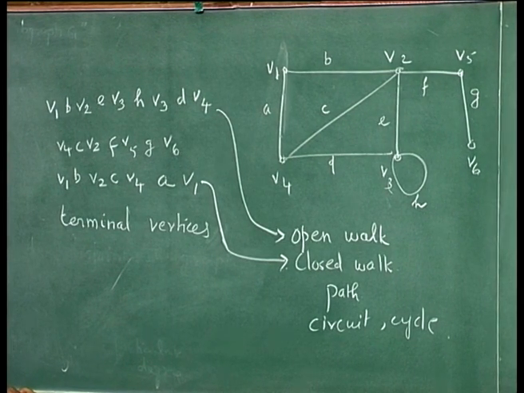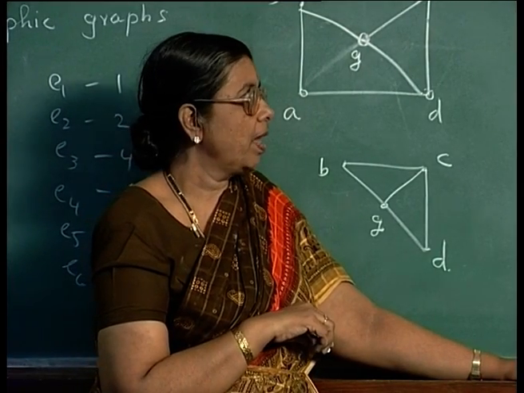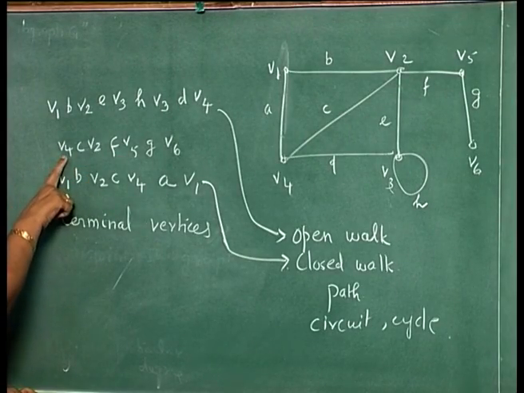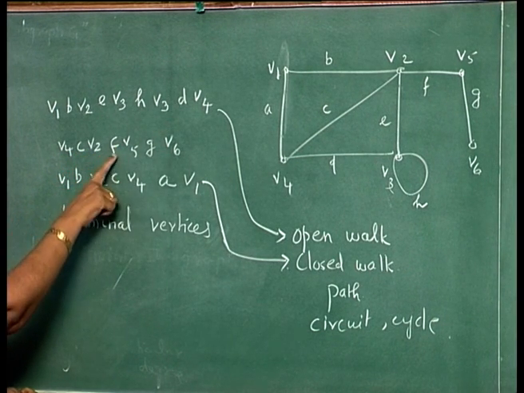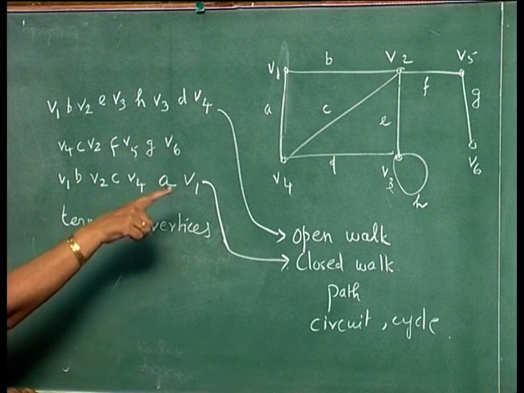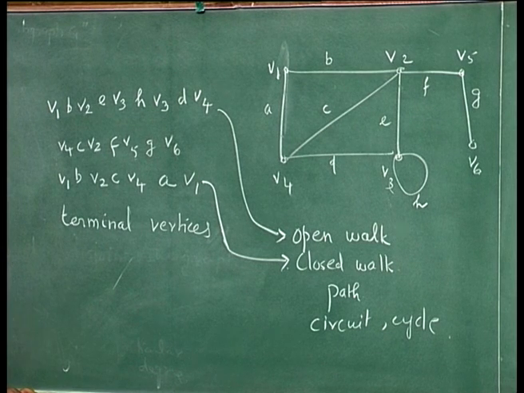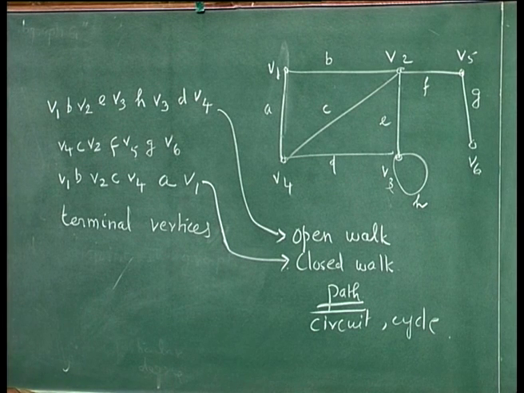In a walk, no edge can be repeated, but a vertex can be repeated. If in a walk no vertex is also repeated, as in this case V4, C, V2, F, V5, G, V6, no vertex is repeated, no edge is repeated. That is called a path. Okay. This corresponds to what is meant by a simple path in the directed graph.